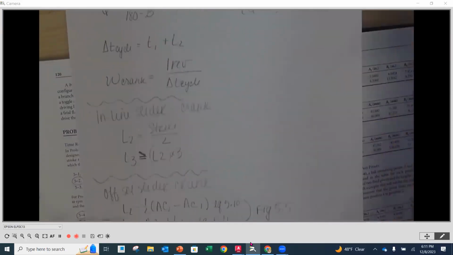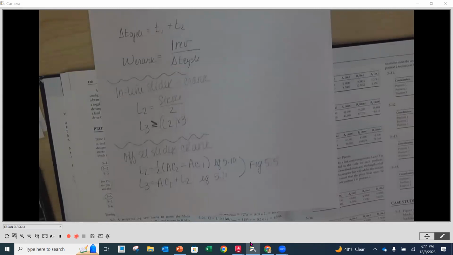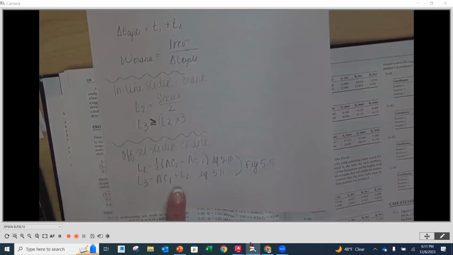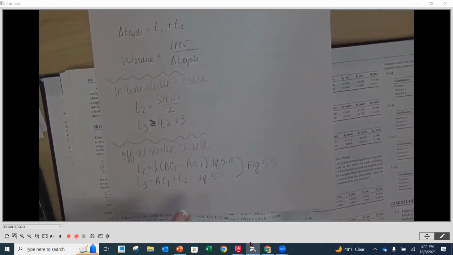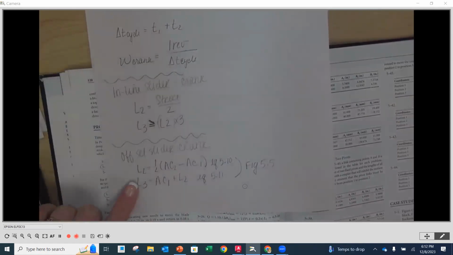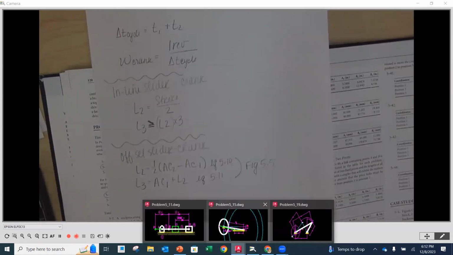Let's go over here and try to figure out what we can actually calculate. Right now, you're going to notice that we have L2 is equal to, this is the offset slider crank, and the L3 is equal to, all right? Now, we don't know what L2 is, and we don't know what L3 is, so it's kind of hard to do that. So let's see how we can start this process in CAD.